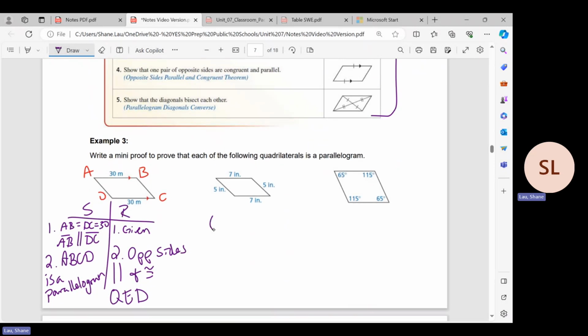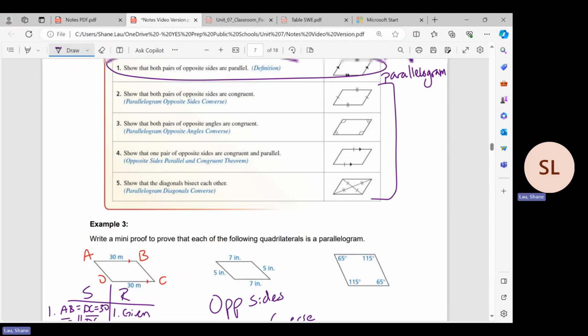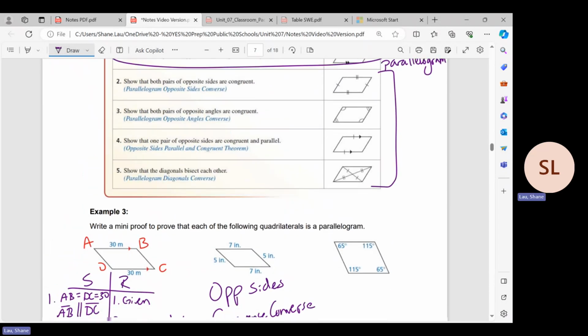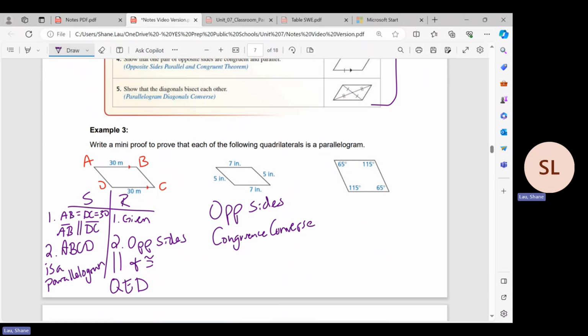So we have opposite sides, congruence, converse. Okay. Nope, just opposite sides, converse. Okay, well, that's okay. Opposite sides, congruence, converse. It is pretty much the same thing, just with the added word. Well, that's opposite sides, congruence, converse.